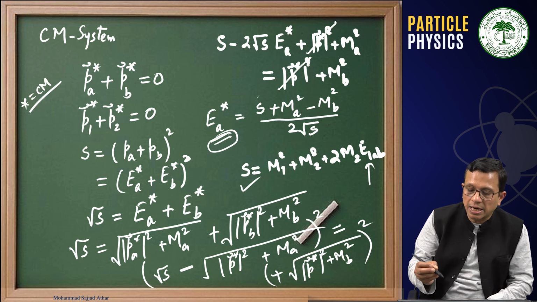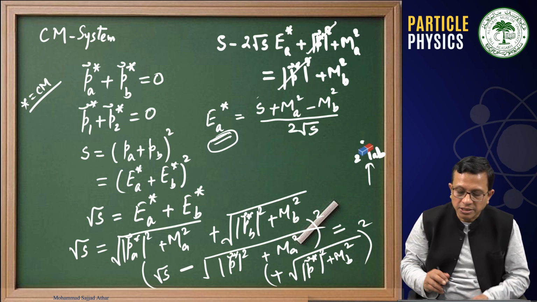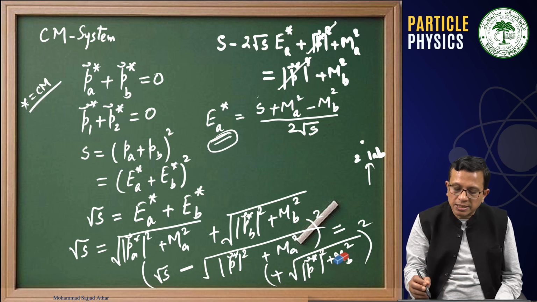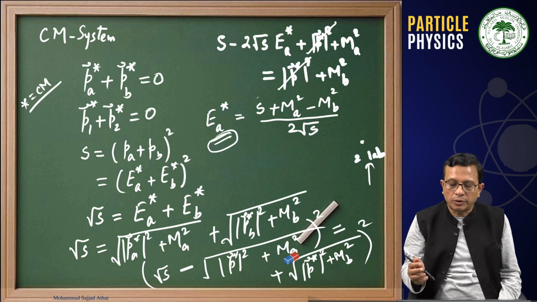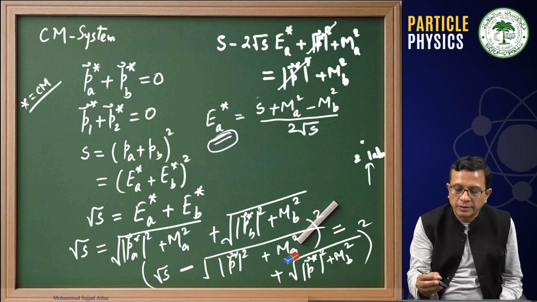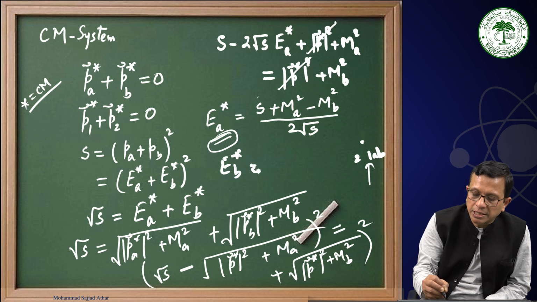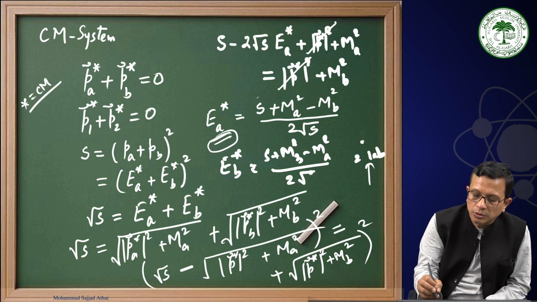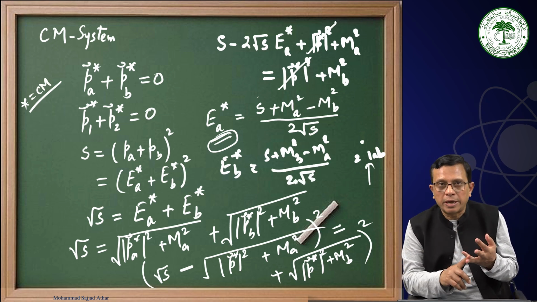And not only that, if you notice carefully, instead of putting this to the left hand side, we could have put this to the left hand side and that to the right hand side. Then you will have EB star equal to S plus MB square minus MA square by twice square root S. Therefore, you know EA star, you know EB star.